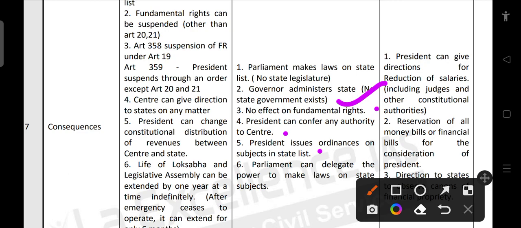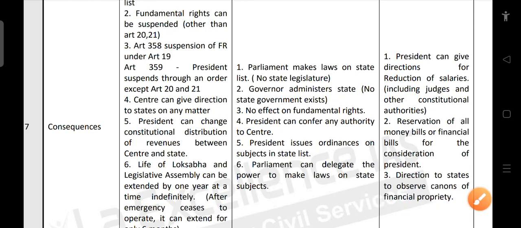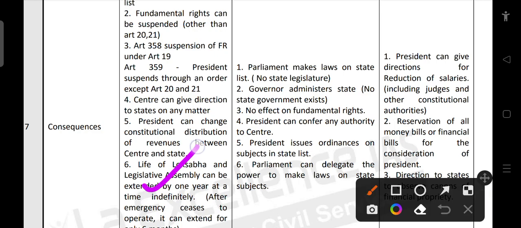Then Parliament can delegate the power to make law on state subjects. These are the various provisions. Parliament can make law, and the Governor will administer the state. Fundamental rights will not be affected. Then the President only issues ordinances. Parliament can even delegate power to make law. In case of national emergency, it cannot delegate power to make law on the state list; here it can. This is the difference.